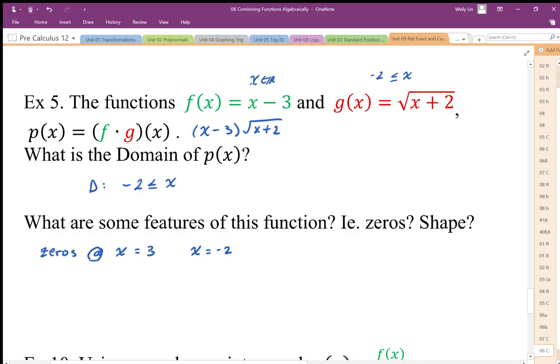Now, what's the shape of this function going to be? Well, essentially we have a degree 1.5 function. So this is somewhere between a linear function and a quadratic function. The degree here is 1, and the degree on the square root is 1/2, so the degree of this function is going to be 1.5. So the shape is going to be somewhere between a linear and quadratic.